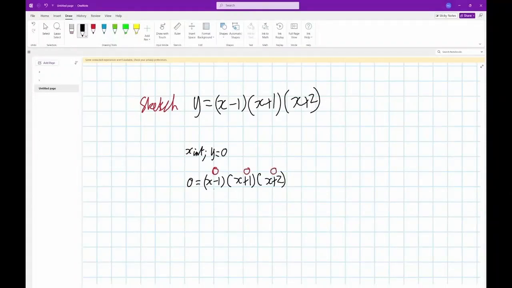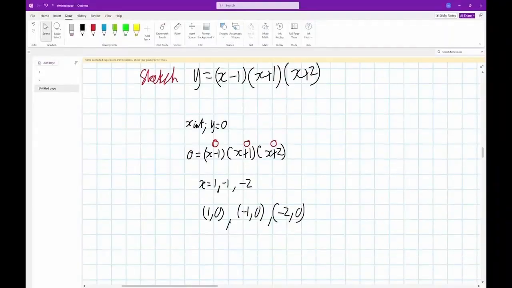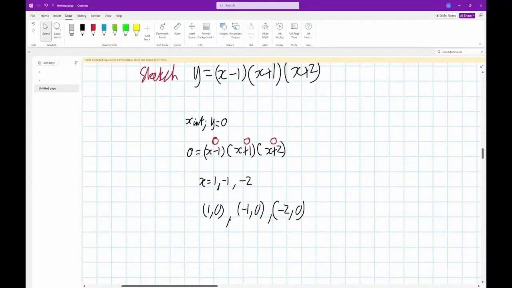So to make the first bracket 0, x would have to be 1. To make the second bracket 0, x would have to be -1. And to make the third bracket 0, x would have to be -2. So our x-intercepts are therefore going to be 1, 0. Then we also have -1, 0, and then finally -2, 0. Great. And so that will be useful for graphing our graph.